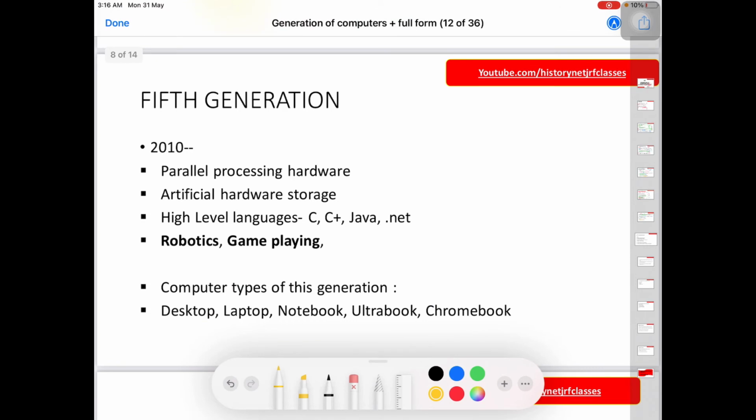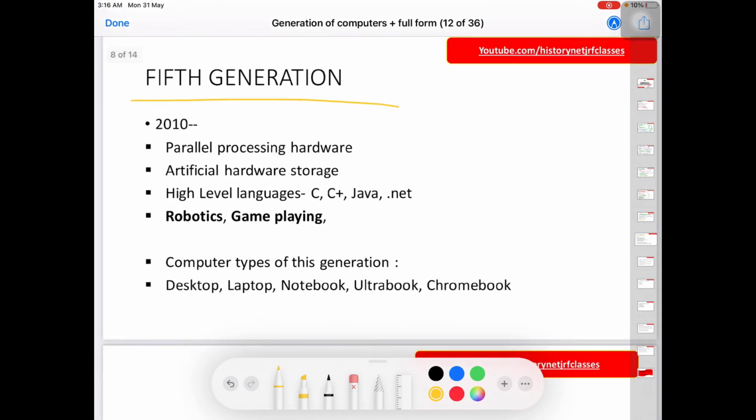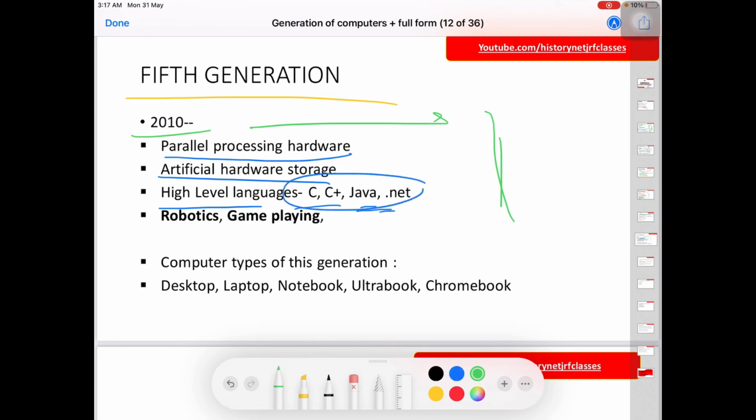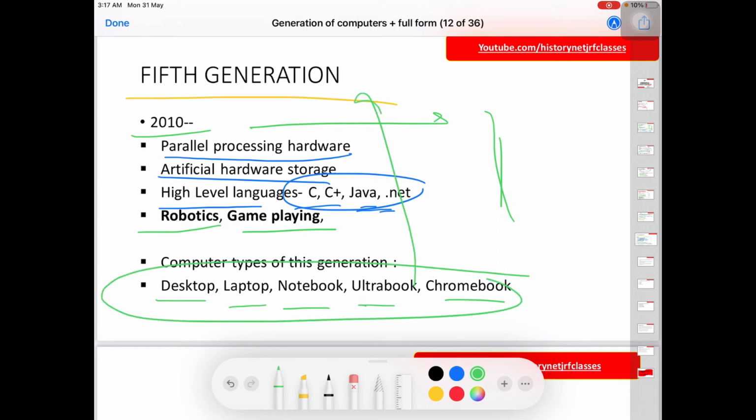Next we have the fifth generation. Its timeline is from 2010 and it is still going on. In this, parallel processing hardware and artificial hardware storage are used, with high level languages like C, C++, Java, .NET. These computers are basically used in robotics, game playing and other heavy things. Examples are desktop, laptop, notebook, ultrabook, Chromebook. So all these are examples of the fifth generation.